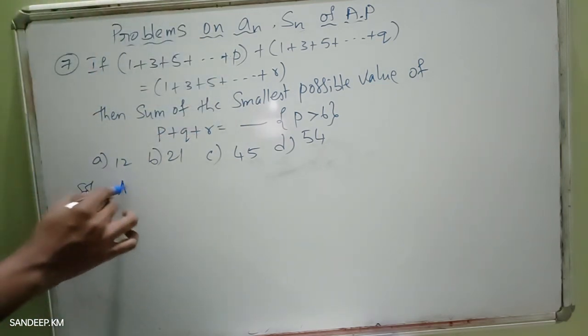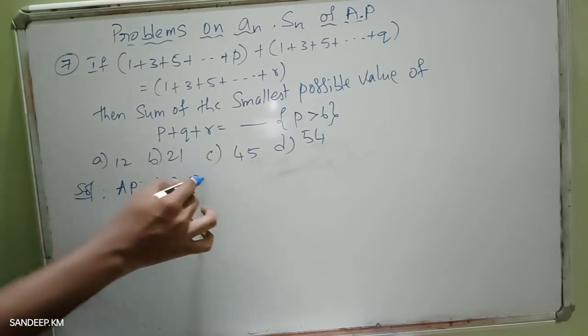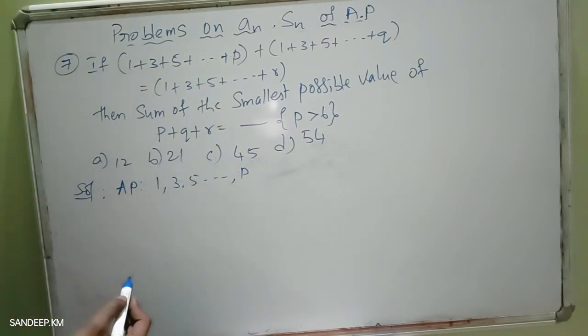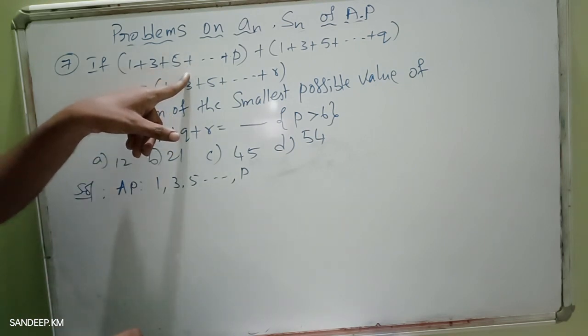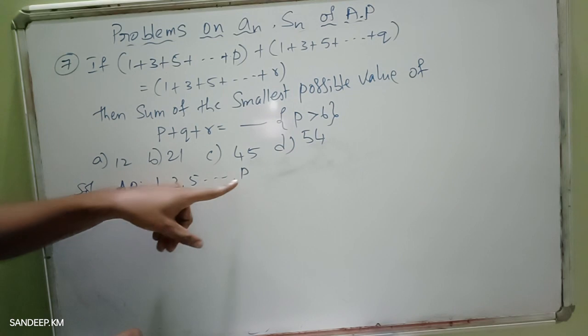Okay, let me take the AP 1, 3, 5 and so on. The last term is p. I'm not saying p number of terms. Don't misunderstand and don't write p square here. No, it is not p square. So the last term is p.